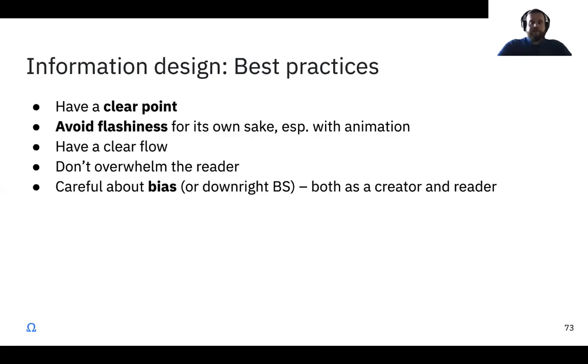Generally, for information design best practices, you always have to have a clear point, what you want to tell, but that holds for many visualizations, not just for information design. You really want to avoid flashiness for its own sake. Lots of infographics have some three important data values, but they have an A4 of graphics, and especially you have to avoid that with animation. Have a clear reading flow. Sometimes infographics have a tendency to overwhelm the reader, which you want to avoid, and be careful about bias or downright BS, both as a creator and a reader. Infographics can sometimes be manipulative.